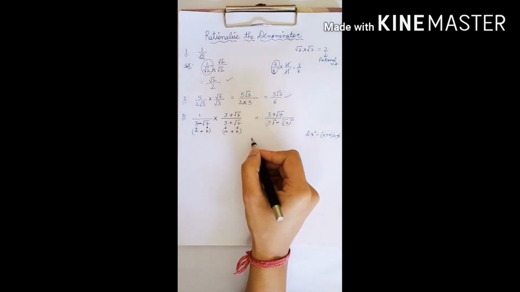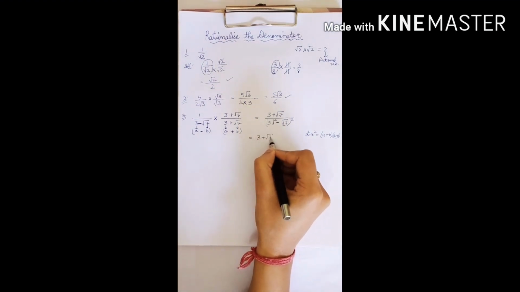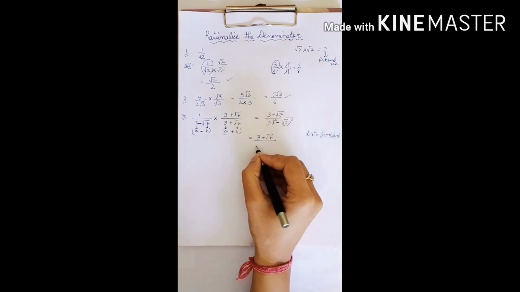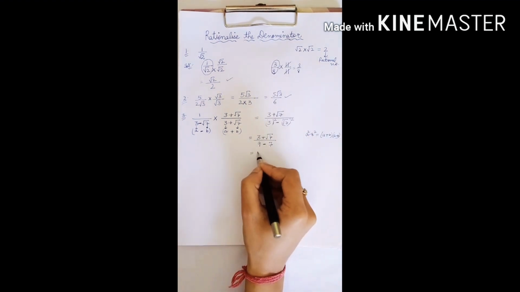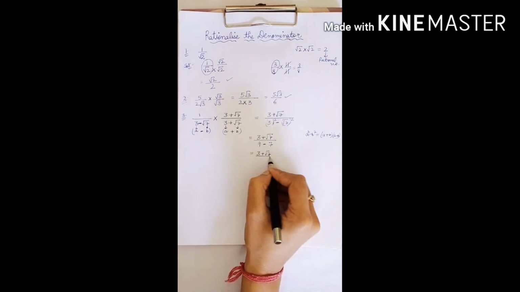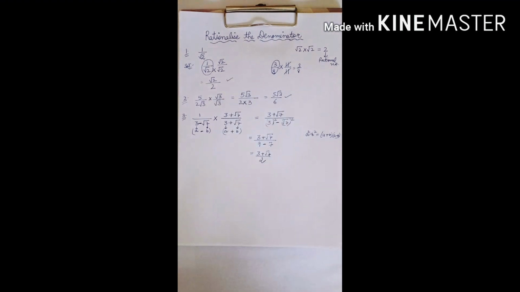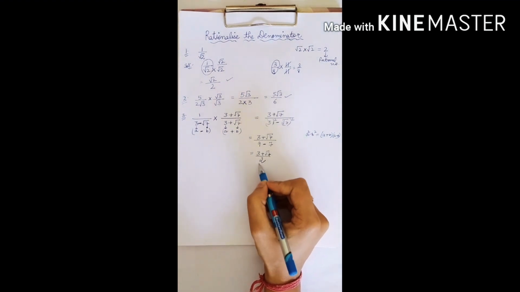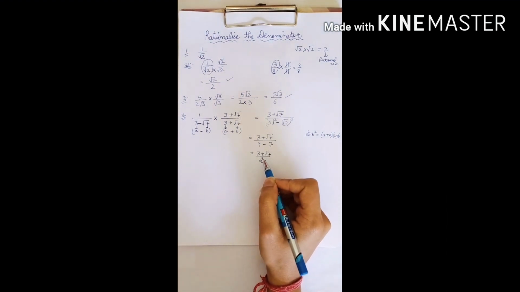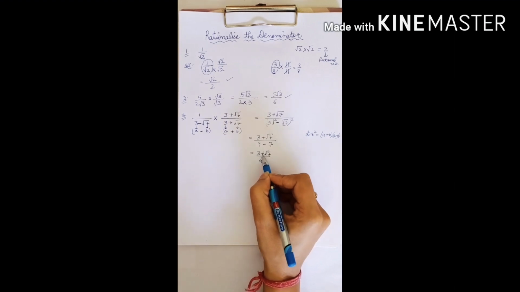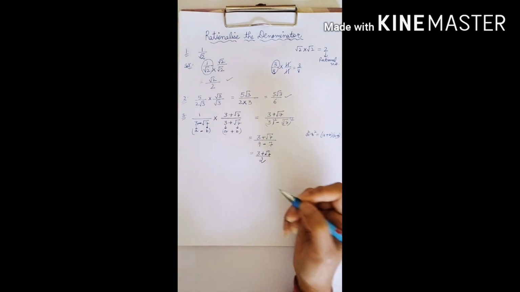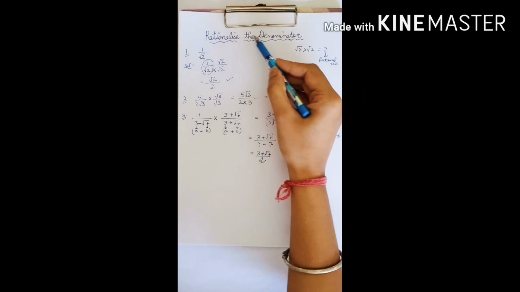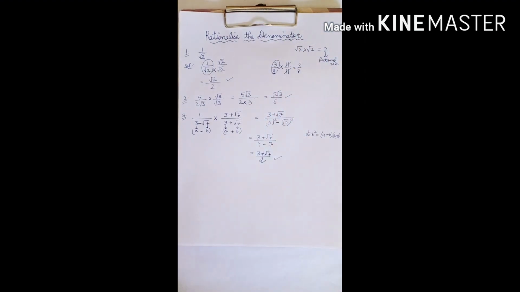Now we will solve it. 3 plus root 7. Now square of 3 is 9 minus square of root 7 is 7. So the answer here is 3 plus root 7 by 2. Now the denominator is rationalized as we get 2 in the denominator, which is a rational number. There is root 7 in the numerator, but there is no need to rationalize the numerator. We only need to rationalize the denominator. If it is done, we are done with the question.